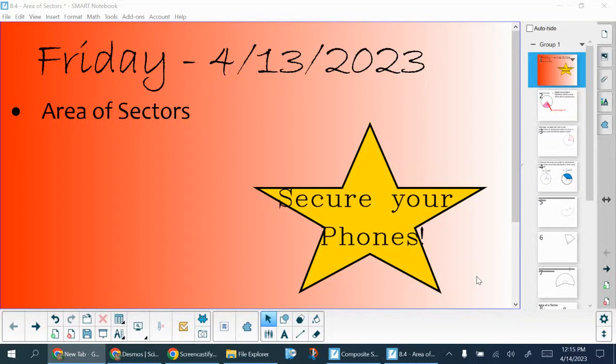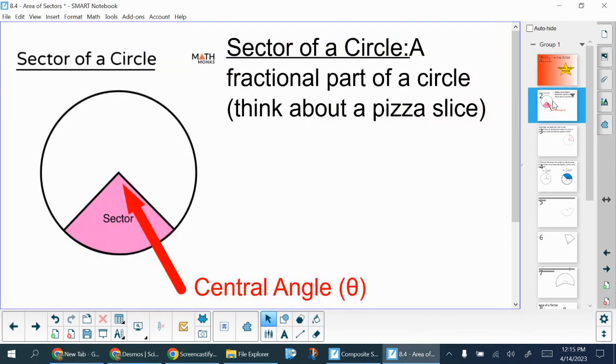Okay, so this video is going to talk about what we discussed on Friday with the area of sectors. We've already discussed this a little bit without really calling it a sector on the day we did the composite figures. So you'll hopefully see some connections to that kind of stuff. So first of all, just what is a sector?